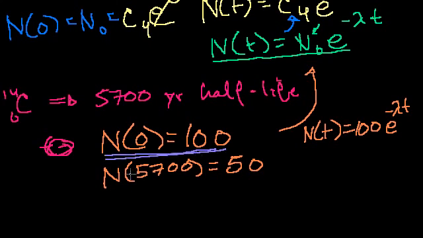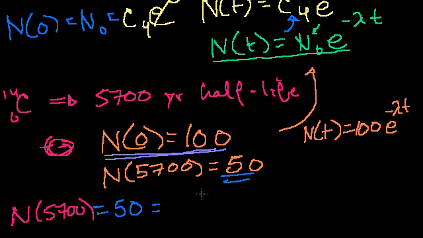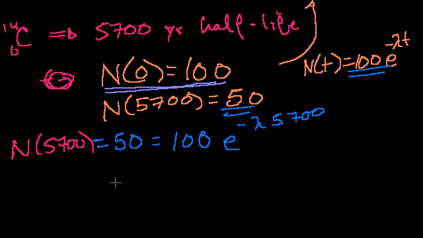And we also know that n of 5,700 is equal to, we just said, that's 1 half-life away. So we have half as much of our compound left. That's equal to 50, which is equal to 100 times e to the minus lambda times 5,700. And now we just solve for lambda. Then we'll have a general equation for how much carbon we have at any given moment in time.